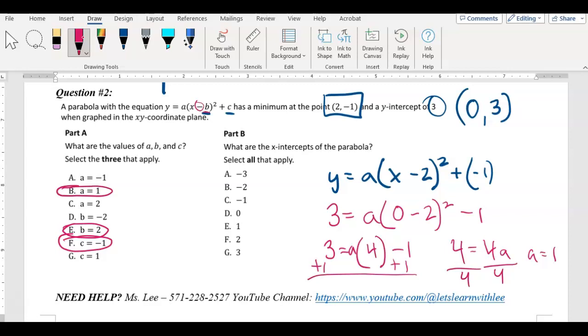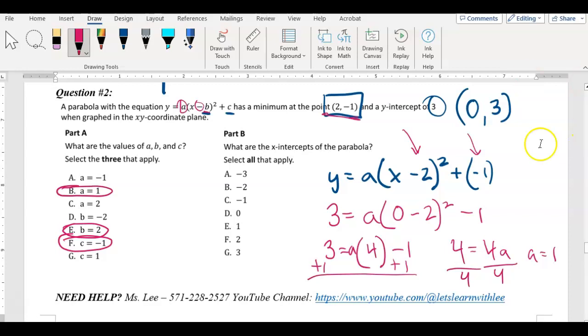All right, let me just reiterate that. We know that this is the vertex. So using vertex form, I can plug in my vertex, my x and y's. I'm just plugging in for b and plugging in for c. Okay, then I need to find out what a is. That tells us how narrow or wide our graph is. It's our vertical stretch or vertical compression. And I am going to use this point 0, 3 to find out what a equals.